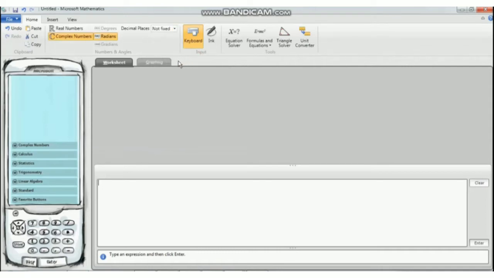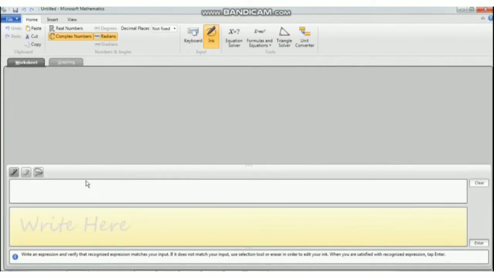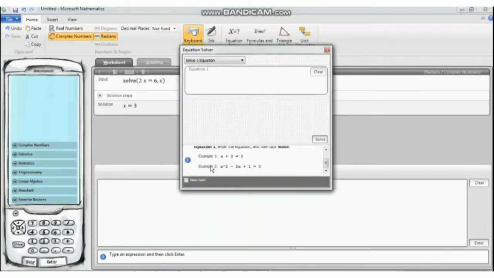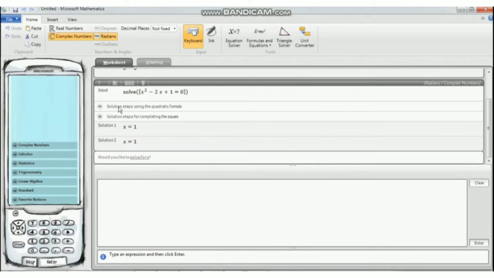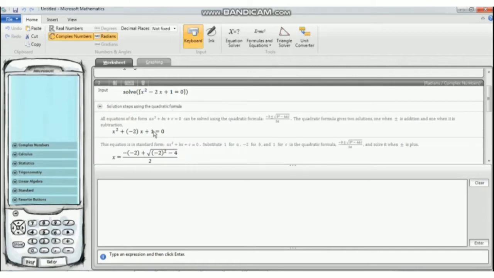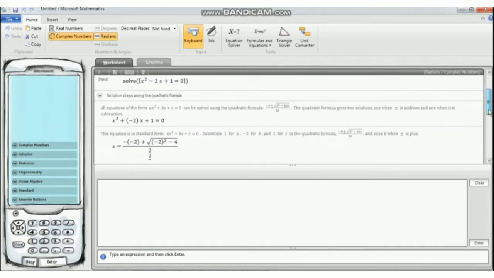And then in the input, there are two choices: keyboard and ink. Keyboard is for typing manually with keyboard, and ink is for handwriting. And then equation solver, there are two examples. Example 1 is x plus 3 equal to 2. That is a linear function, and the second is a quadratic function. For example, we choose the second function and click solve. It will show the solution, and if we click the plus sign, the steps will appear.